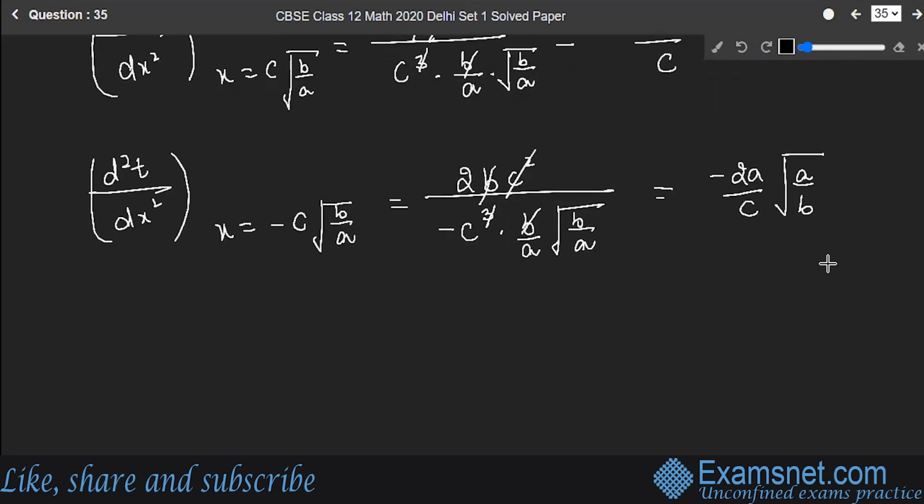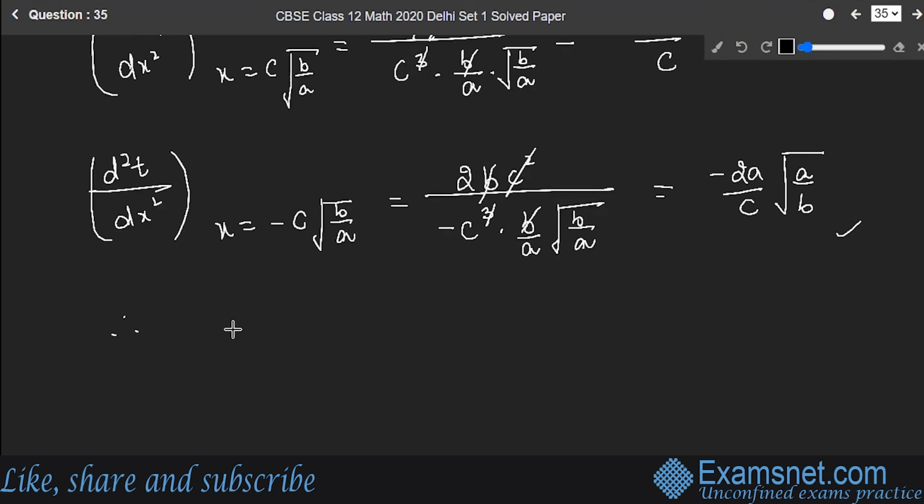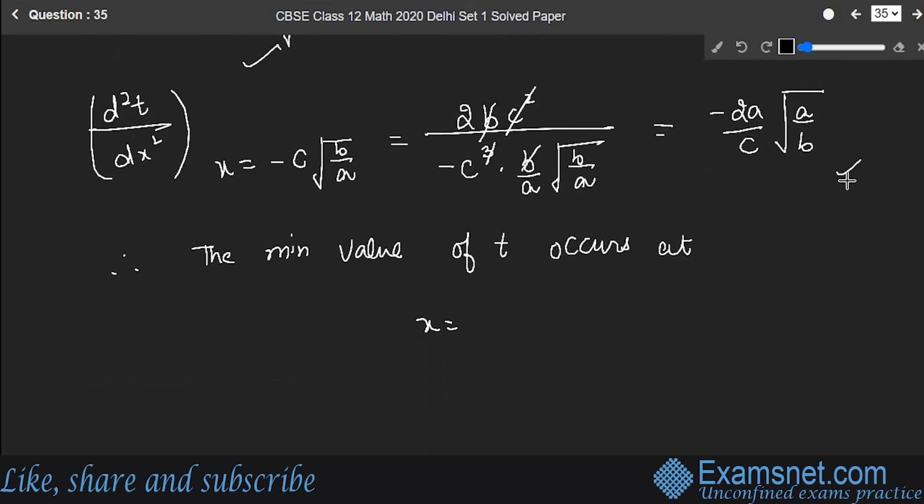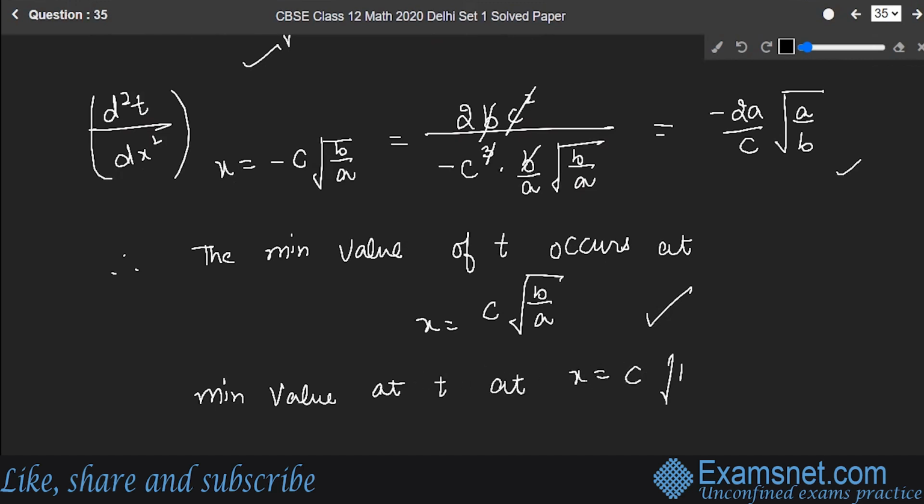Therefore, the minimum value, see this is negative, and this is positive, right? Therefore, the minimum value of t occurs at x is equal to the positive one, because this is the positive answer. This is positive, so the minimum value will be occurring over here, c into root of b upon a. Therefore, the minimum value occurs at this point, and what is the minimum value of t at this point?